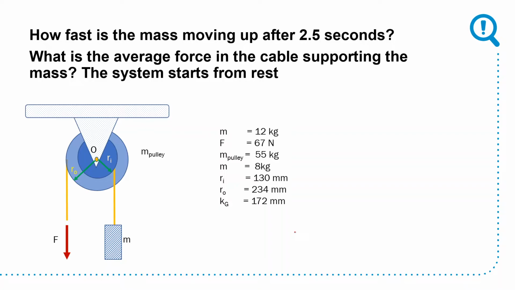Okay, and we can do more complex types of geometries, and we're looking at very complex geometries in a relatively simple way. Here you have a mass that is attached to the end of this orange cord. The other end of the orange cord has a force F acting downward. The mass of the crate is 12 kilograms. The force that's applied is 67 newtons. Mass of the pulley is 55 kilograms. Mass of the crate is 8 kilograms. R_i is 130 millimeters, so that's the inner radius. R_o is 234 millimeters, and the radius of gyration is 172 millimeters.